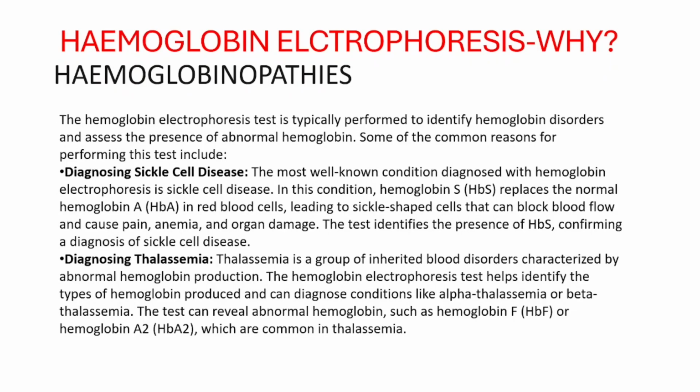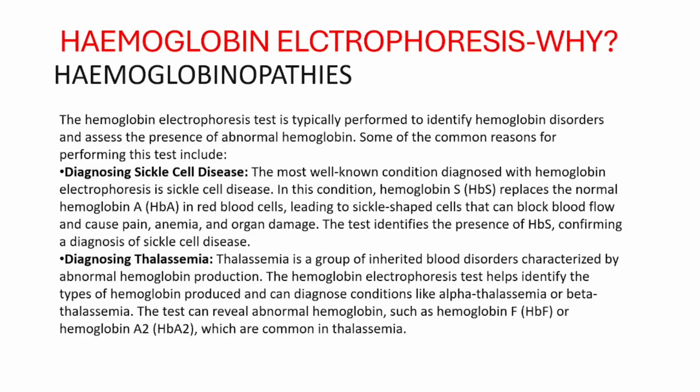Diagnosing sickle cell disease. Of course, sickle cell disease is the most well-known condition diagnosed with hemoglobin electrophoresis. In this condition, hemoglobin S replaces the normal one, HbA, leading to sickle-shaped cells that can block blood flow. Normal RBC shape becomes like a sickle. So what will happen? It blocks the normal blood flow and causes severe pain, anemia and organ damage.